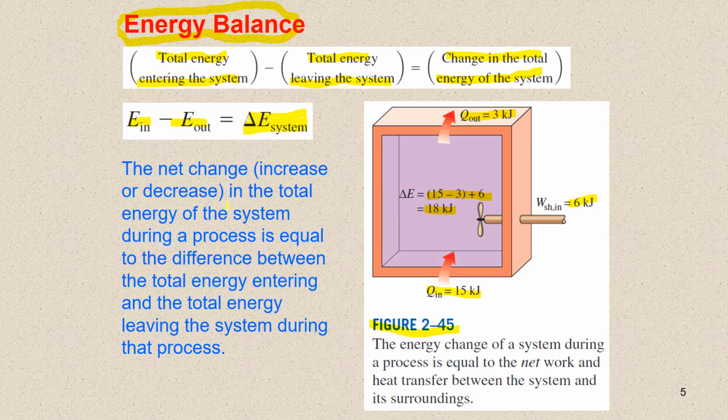Or as you can see, in the notation form, capital E in minus capital E out equals delta E of the system. This relation is often referred to as the energy balance and is applicable to any kind of system undergoing any kind of process. The successful use of this relation to solve engineering problems depends on understanding the various forms of energy and recognizing the forms of energy transfer.